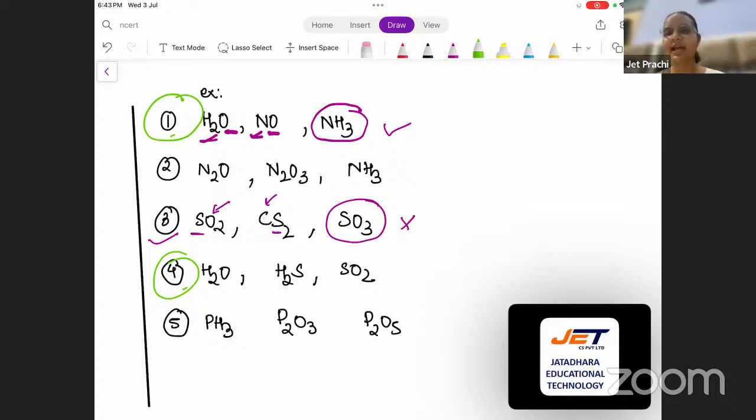So you also try it, and then again we'll come to this question, or you can remind me after the end of the session. We will again come to this question and see how these two options are correct and the rest of the options are wrong.